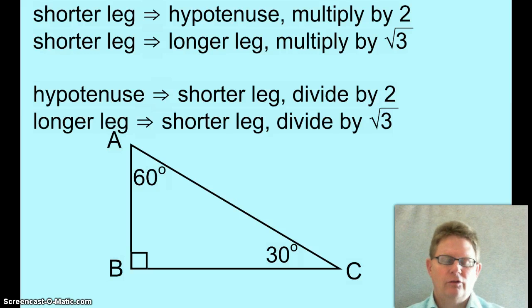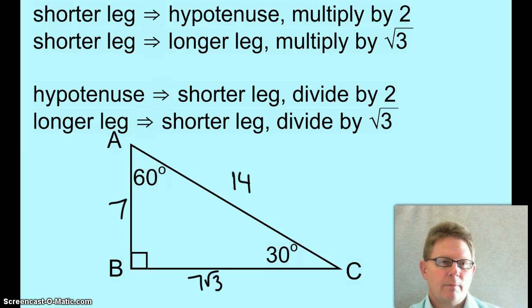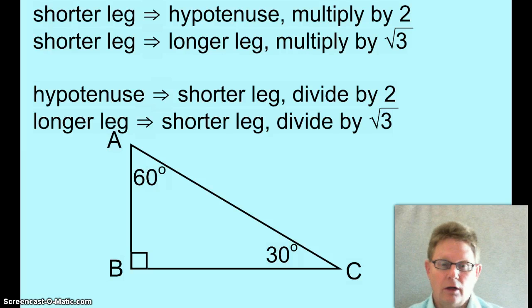Let's start at the hypotenuse instead. If I give you 14, okay, to go from the hypotenuse to the shorter leg, divide by 2, 7. To go from the shorter leg to the longer leg, multiply by root 3. 7 root 3. How about if we start at the longer leg? How about if I give you 9 root 3 here? Going over here, divide by root 3. That would be 9. That would make this 18.